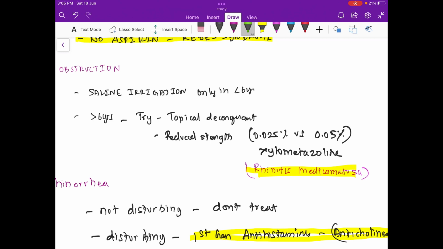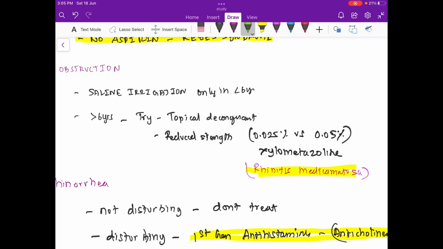Reduced strength formulations, 0.025% of xylometazoline, are used in children rather than the 0.05% which is used in adults. And we have already explained the condition called rhinitis medicamentosa, which is caused by long term continuous usage of xylometazoline, and the rebound nasal congestion, nasal obstruction caused when withdrawing the drug.